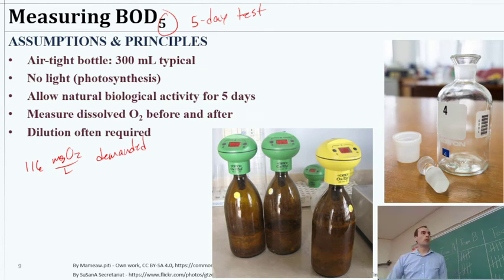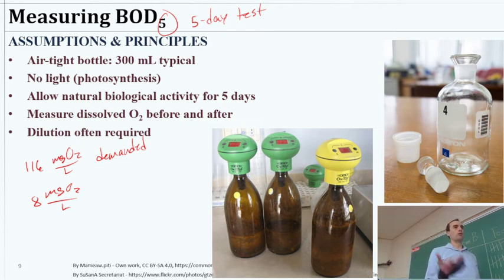You'd have some amount of oxygen. And if you only have 8 milligrams per liter of oxygen in the first place in saturation, then you're never going to be able to tell how much for this sample, that 116, you're just going to measure 0. And that's not accurate, right? You're going to deplete all the oxygen, and your next measurement will just be 0. You went from 8 to 0. That doesn't mean you have 8 milligrams per liter of oxygen demand. It just means you ran out.